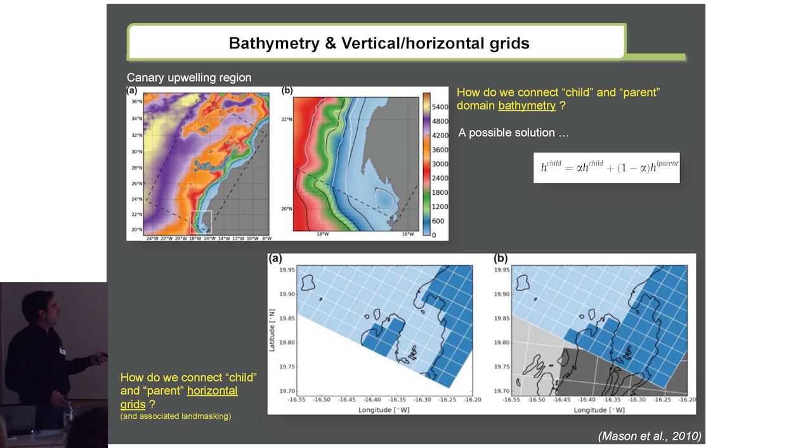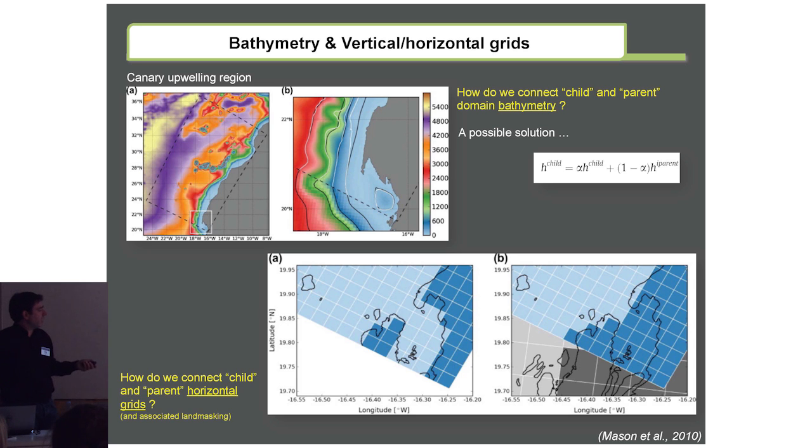Then the question is how you connect it. If you just put one with the other one, you will have some steps at the limit, and you can imagine in physics which can create some instabilities or some spurious currents at the bottom. Then this is something to be very careful about. In this example, they just apply a kind of transition zone between the open ocean model and the coastal model for the bathymetry.